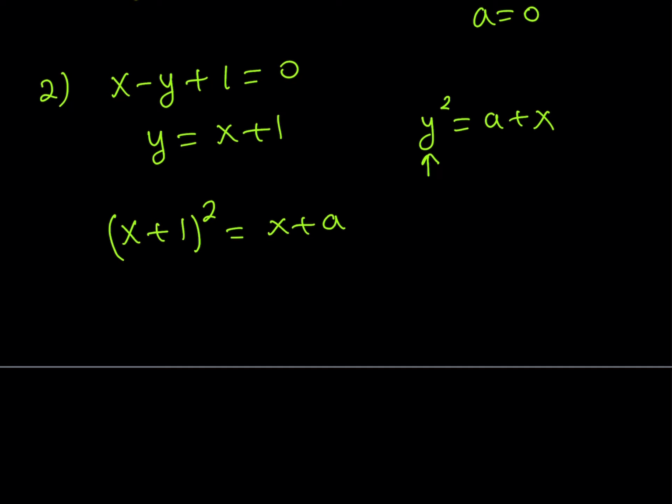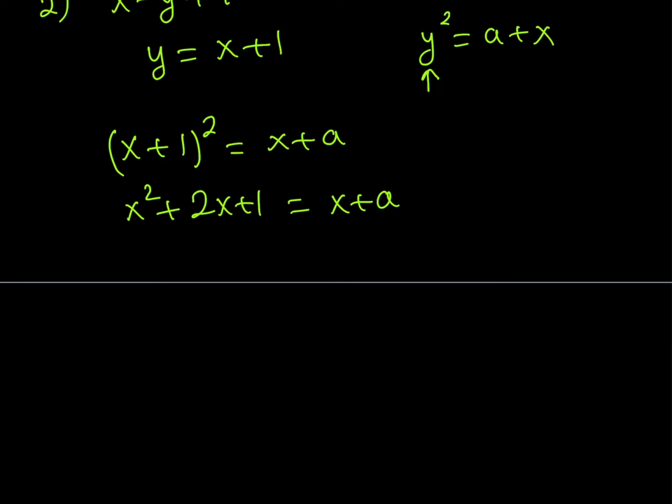Let's go ahead and expand this. This should give us x squared plus 2x plus 1 is equal to x plus a. And then we should be getting x squared plus x plus 1 minus a is equal to 0.